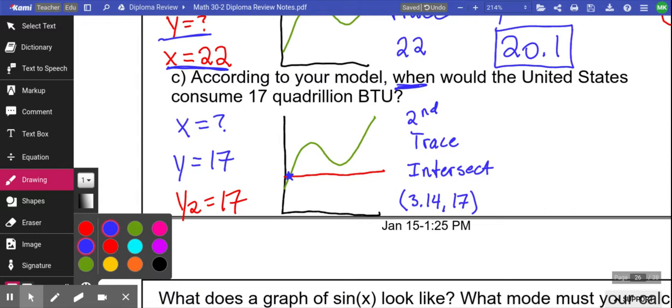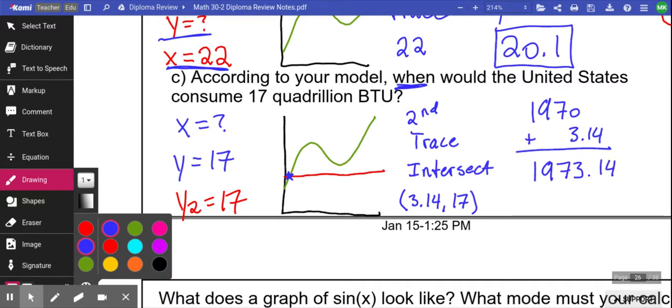3.14 represents how many years since 1970. So what you want is 1970 plus 3.14. That would be the year 1973 plus 0.14. You don't need to worry about that decimal. It happened during 1973. Remember, we don't need to round, right? So 1973 represents the start of 1973. The 0.14 represents that it's probably around January or February that it was in 1973.